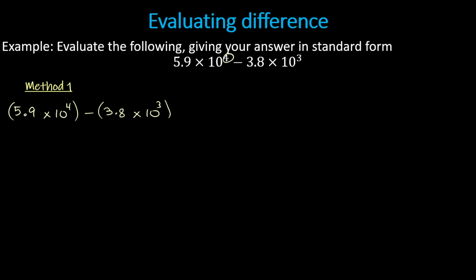Now both powers are positive. When both powers are positive, the question is easy, right? No need to worry about. So this can be written as 5.9 times 10 power 4 is 10,000, right? Minus 3.8 times 10 power 3 is 1,000. And let us convert both numbers in ordinary form now.